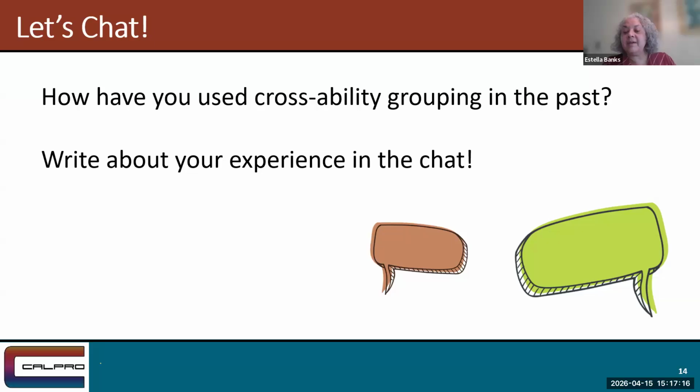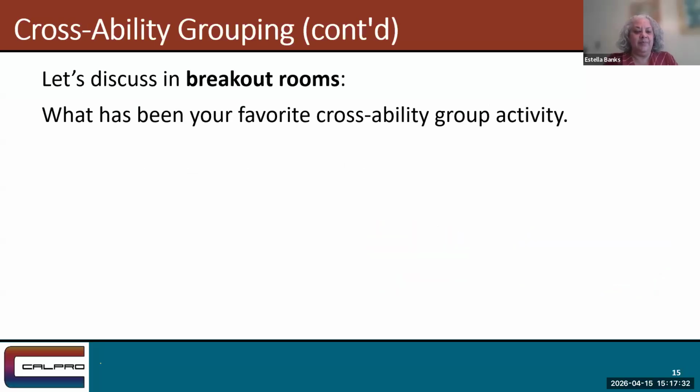Okay, so far, these are the responses I've gotten. Anyone else want to pipe in before we move on? Go ahead and move to the next. So one other response about cross-ability groups is to show one another how to use technology when using computers. This is a great example of using cross-ability grouping for sure.